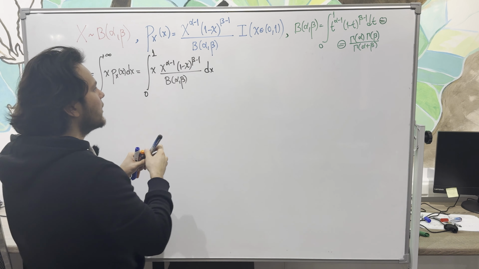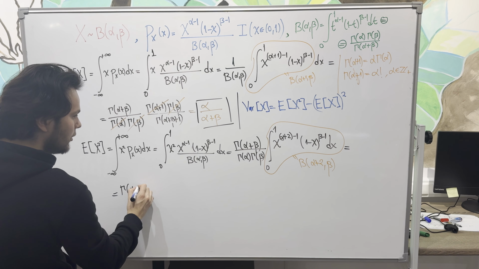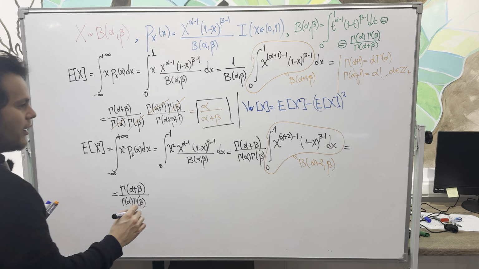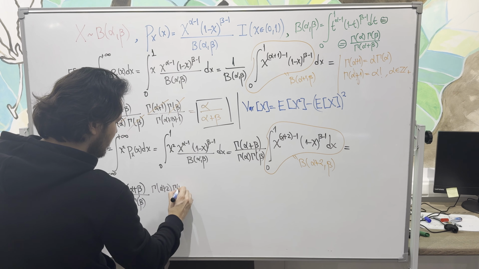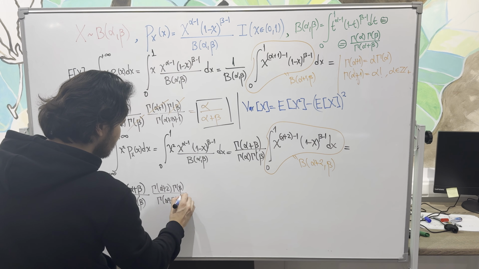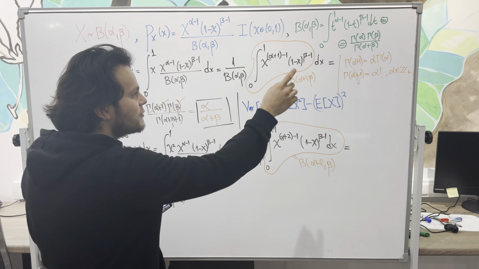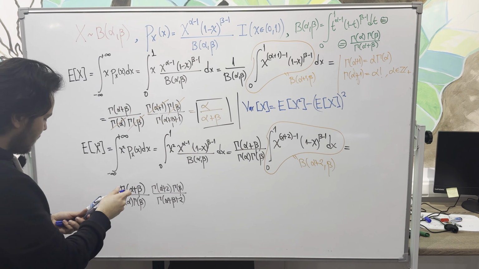So let me again replace this using the gamma functions. Then we obtain the following. First of all, we have this part: the gamma function of alpha plus beta divided by the gamma function of alpha times the gamma function of beta. And then we have the gamma function of alpha plus 2 times the gamma function of beta divided by the gamma function of alpha plus beta plus 2. And now we just have to cancel whatever we can cancel here using this property, and we will have the answer.